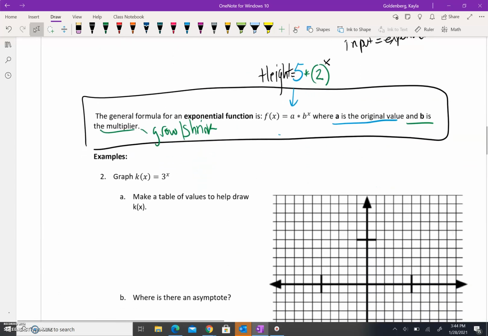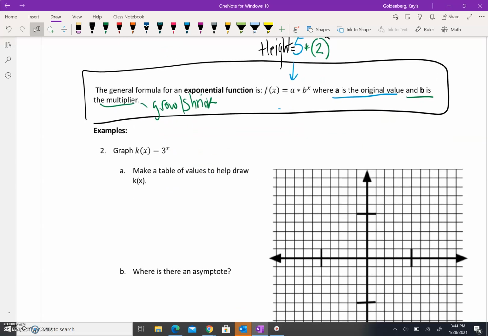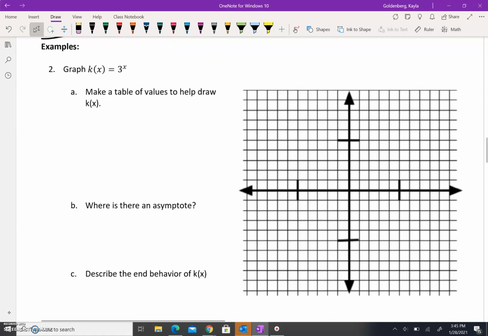So we're going to look at a value to graph. Notice this one doesn't have a number in front of the 3. You could think about it like 1 times 3 to the power. We're starting with a value of 1. We don't always need to have a starting value like we did in the Alice problem. So we're going to practice graphing this.